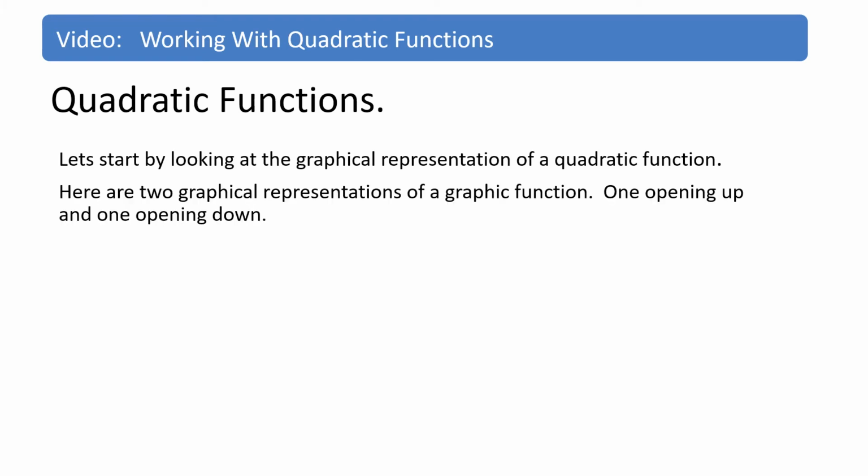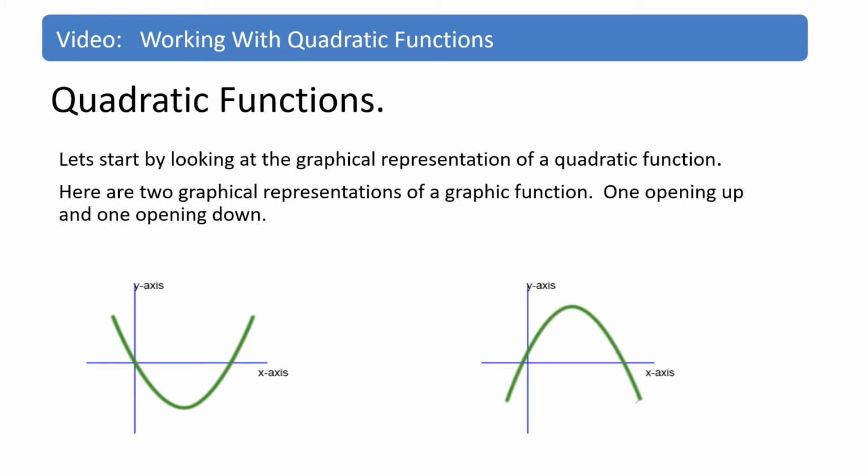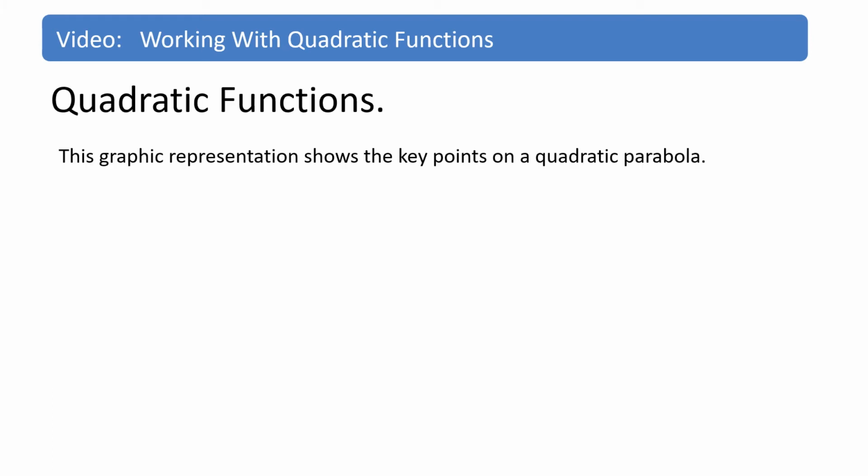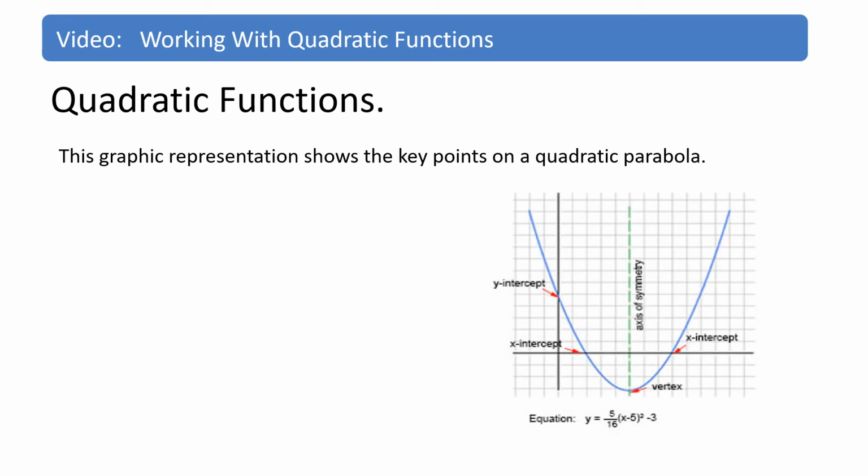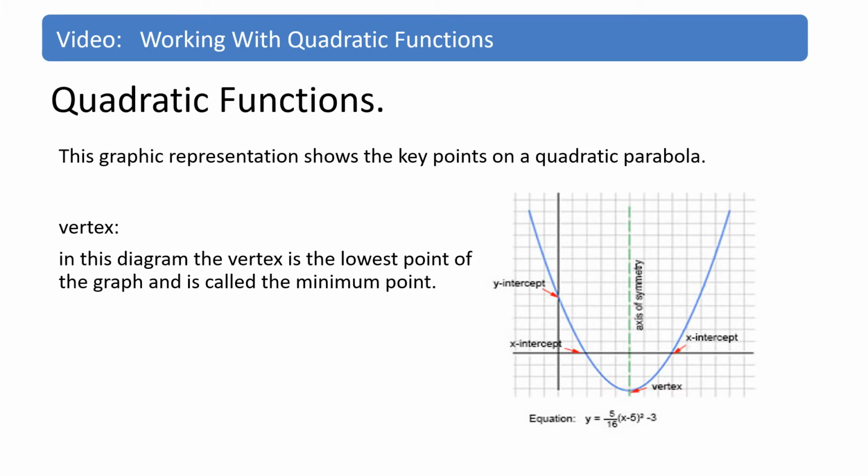Now, let's start by looking at the graphical representation of a quadratic function. Here are 2 graphical representations of a quadratic function. 1, it's opening up. 2, it's opening down. The graphical representation shows the key points of a quadratic parabola for a given equation. The vertex, in this diagram, is the lowest point of the graph and is called the minimum point.